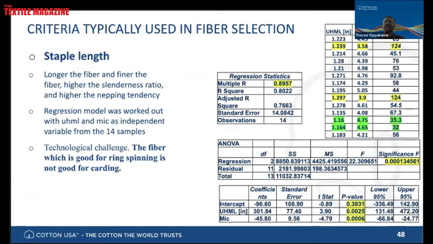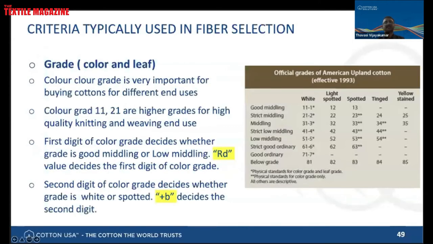I am going to highlight the most important technological contradiction in spinning: the fiber which is good for carding is not good for spinning. You can see this trial also confirms that. The yellow marked ones are the highest values and the green marked ones are the lowest values. We have even created a regression analysis. You can see the significance here is so good that this relationship is very reliable. Lower micronaire with lower length has always given lower neps compared to lower micronaire with higher length, mainly because of the high slenderness ratio.